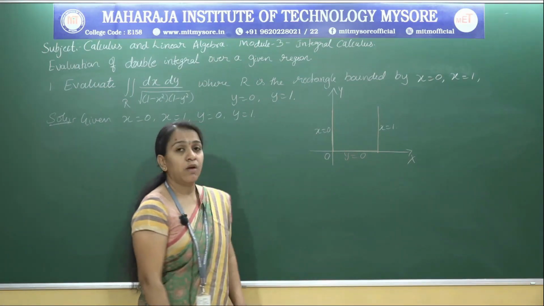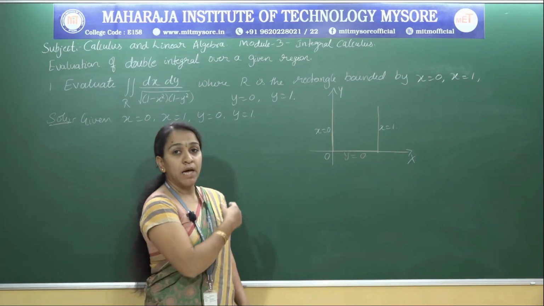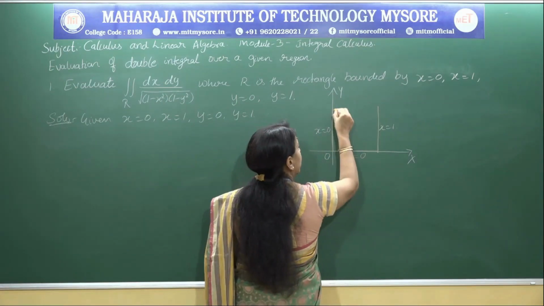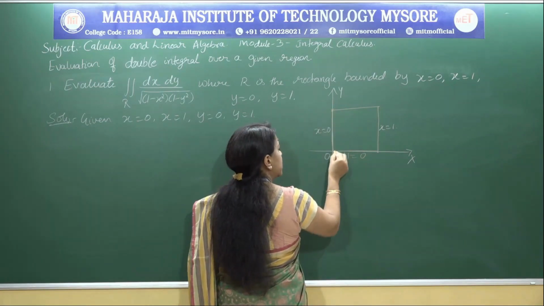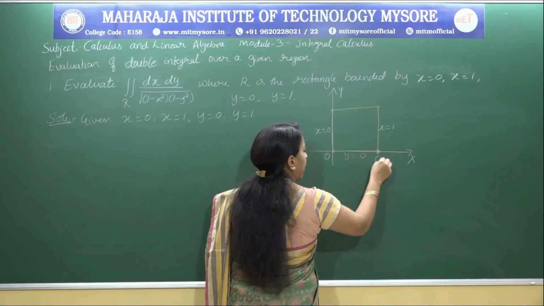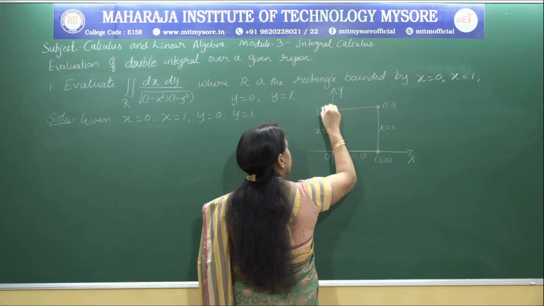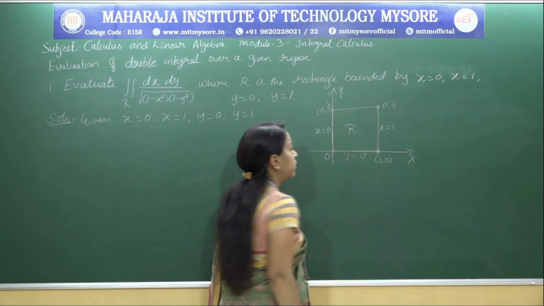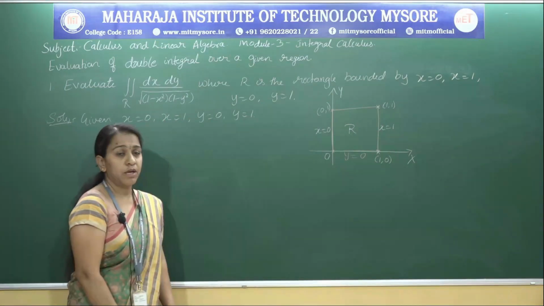And the last one, y equal to 1. Y equal to 1 is the equation of a line which is parallel to x axis and passes through the point 1, 0 or 1, 1. So we have the points, this is 0, 0 and this will be our 1, 0 and this is our 1, 1 and this is of course 0, 1. So this is your bounded region R.